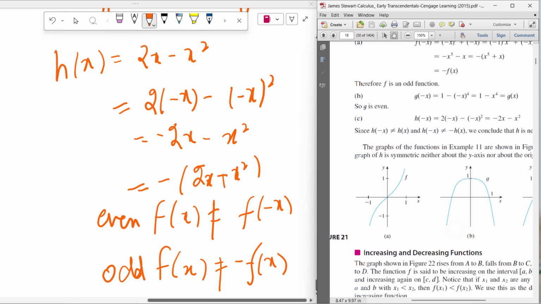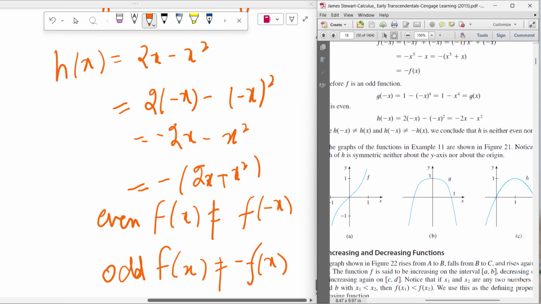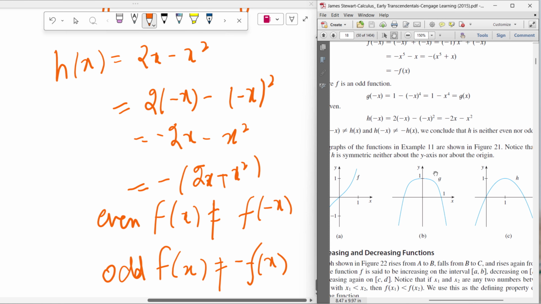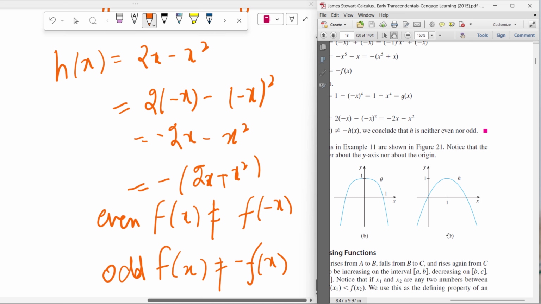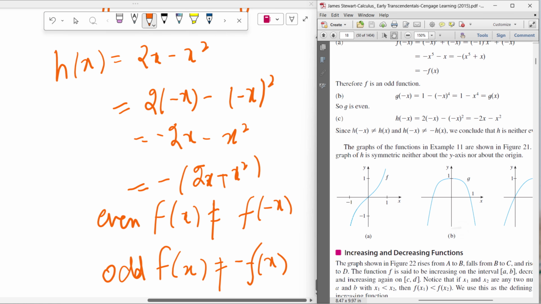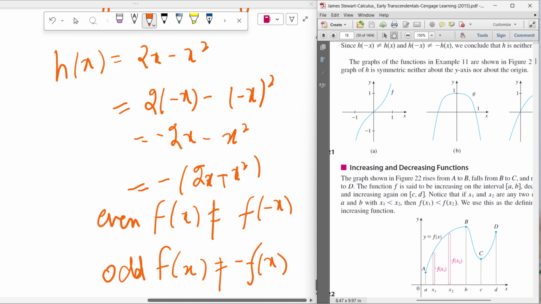By looking at the graphs, if I look at graph A, the function is symmetrical about the origin. Now just look at graph B, the function is symmetrical about the y-axis. But when I look at graph C, the function is neither even nor odd. So that is basically the concept of a symmetrical function.